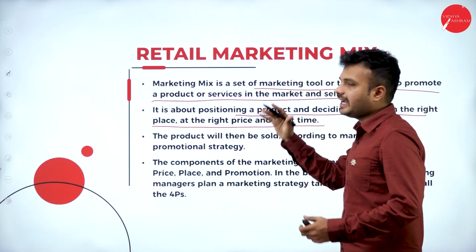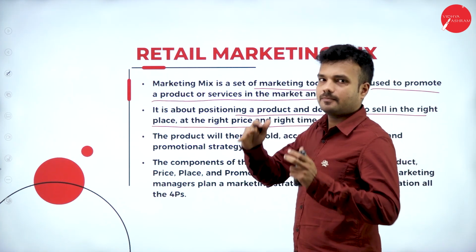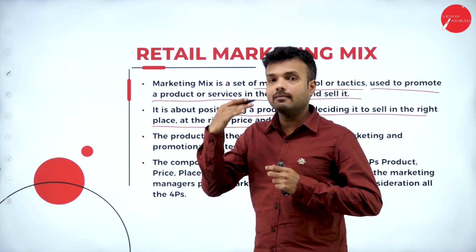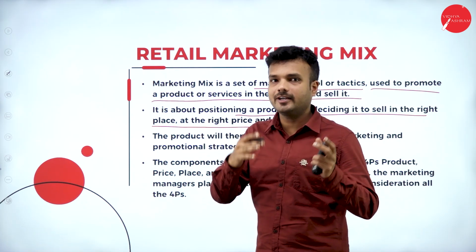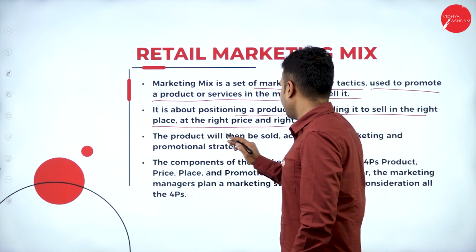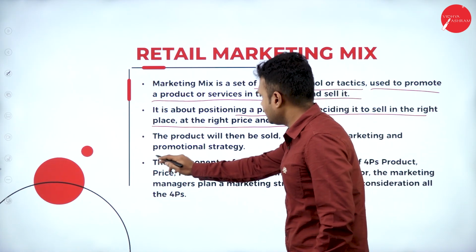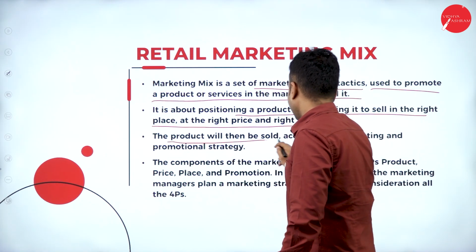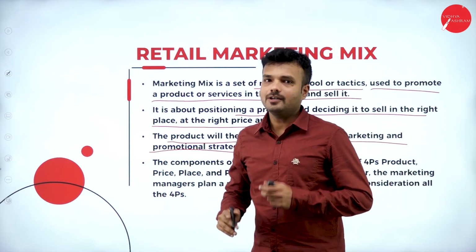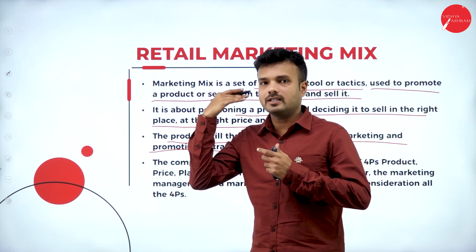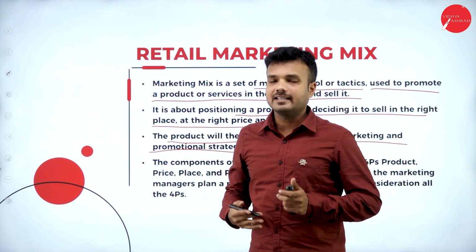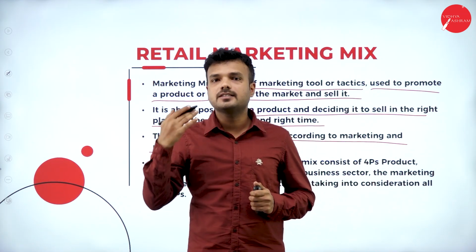It gives an idea regarding what kind of product must be sold, who our target customers are, when the product must be sold and when the product must be manufactured. It gives the answer to all these questions. Which one? The retail marketing mix. The product will then be sold according to the marketing and promotional strategy. After making all the master plans and using the strategy, the next step is the execution of the plan. As we planned in advance, we are supposed to execute in the same way.